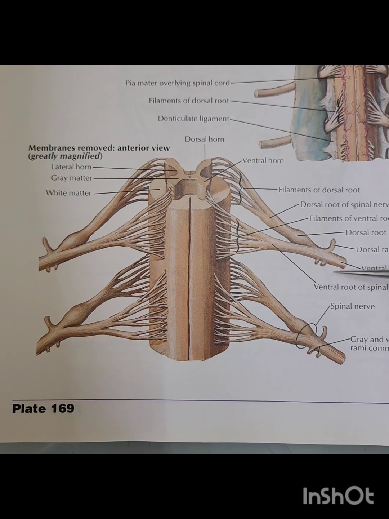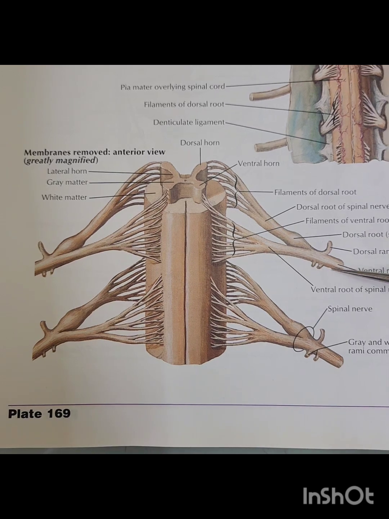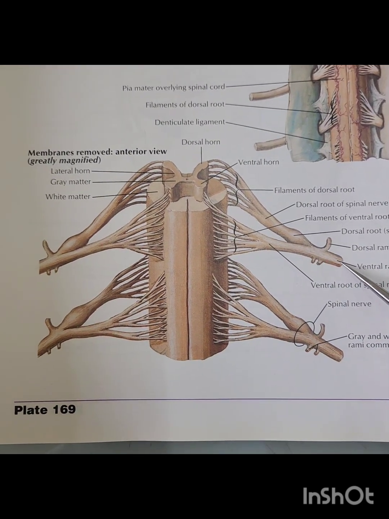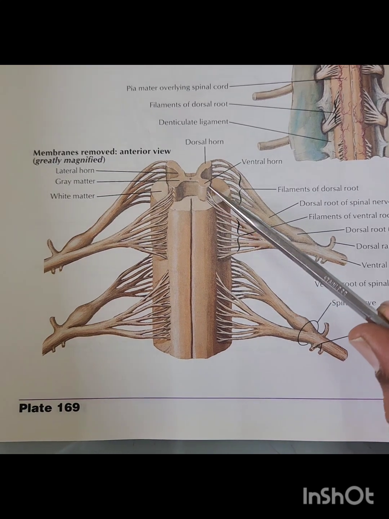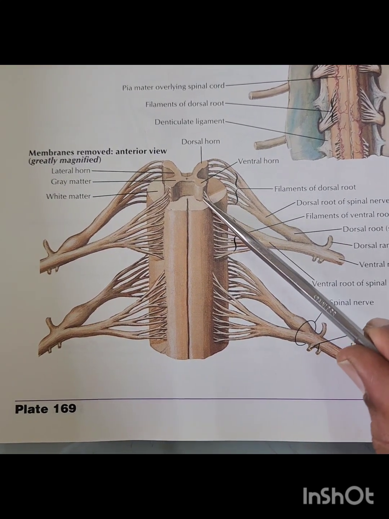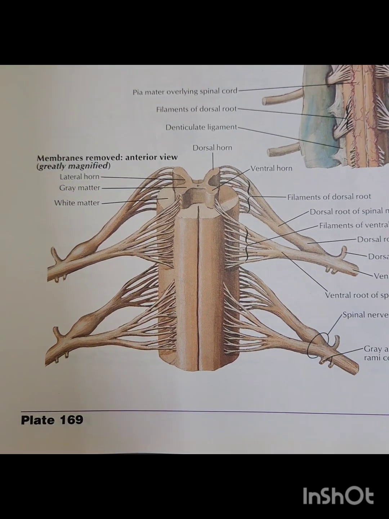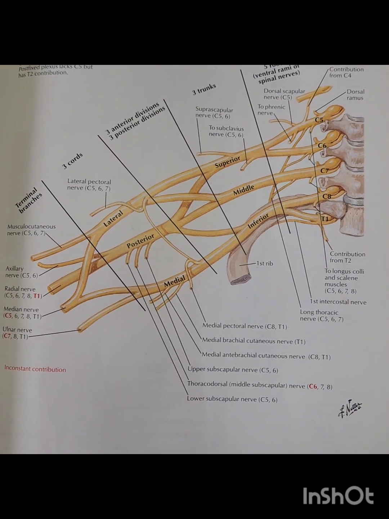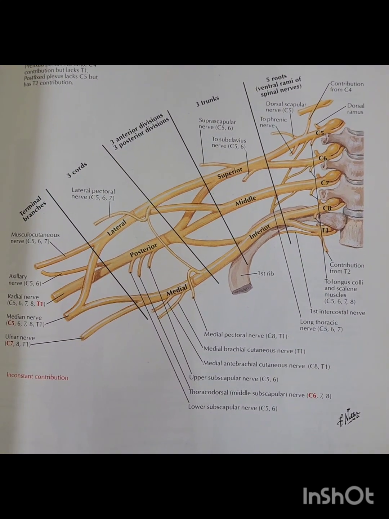What are spinal nerves? Spinal nerves are a collection of axons. So if this nerve is carrying motor neurons, the cell body is here in the ventral gray horn of the spinal cord, and all the axons are coming out. So this is the brachial plexus formed by a collection of axons.